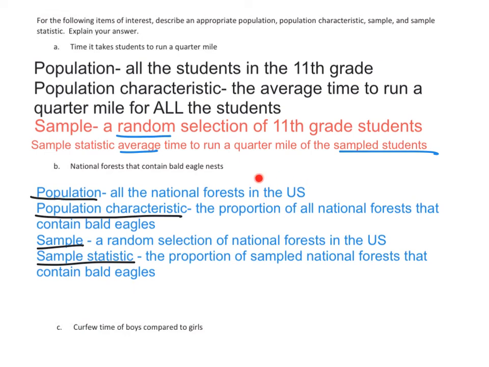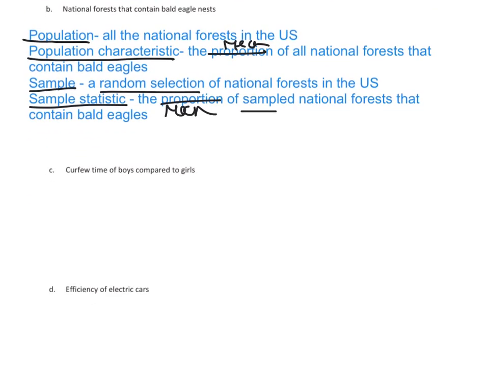I said the population are all the national forests in the U.S. And my population characteristic may be the proportion, or again, could you say the mean, if that helps? The mean of all national forests that contain bald eagles. My sample, notice again I'm saying random selection, because it's not the whole population, a random selection of national forests in the U.S. And my sample statistic, the proportion, or maybe you like the word mean, the mean of all sampled national forests in the U.S. that contained bald eagles. Okay, so again, we didn't have to have the same thing, but I'm just showing you what my example was. Let's try another one.